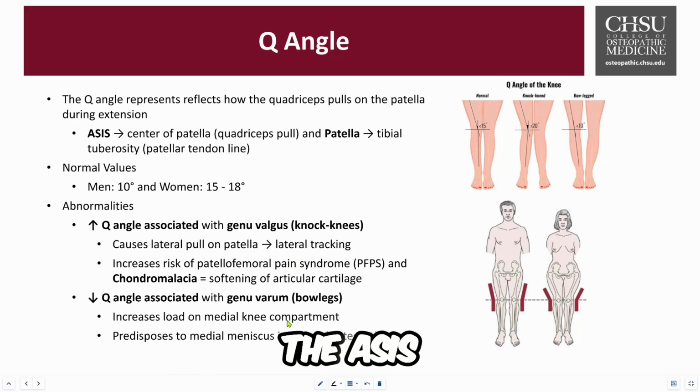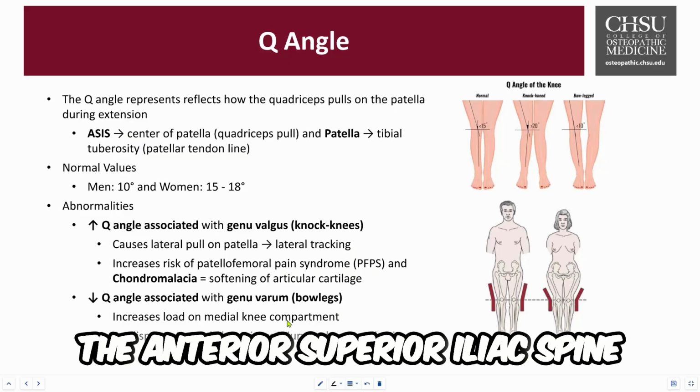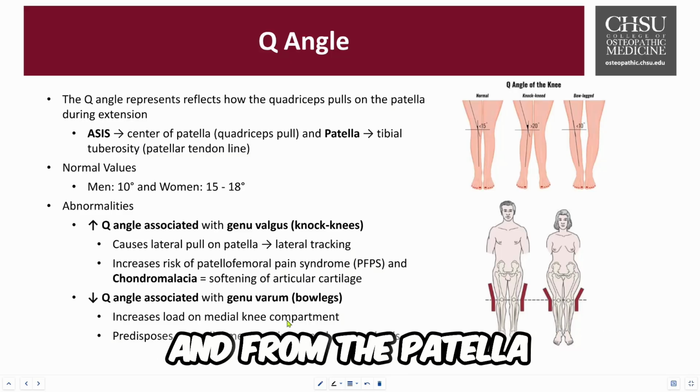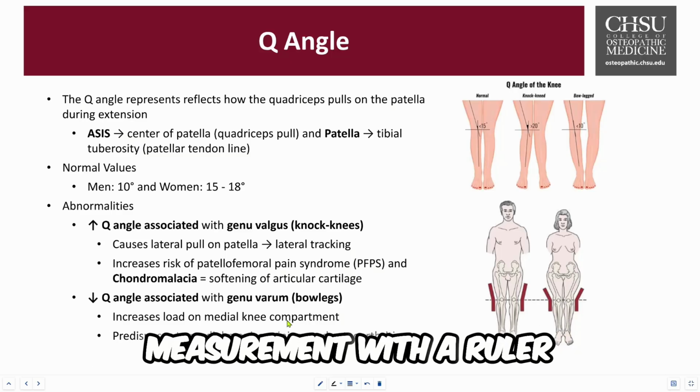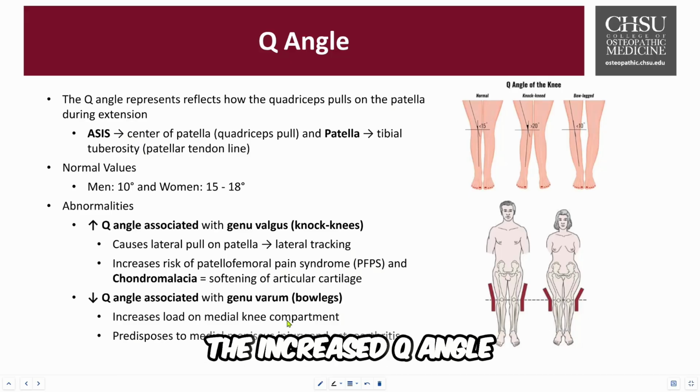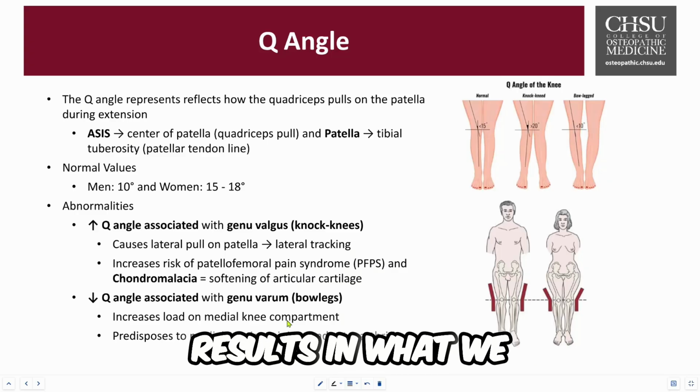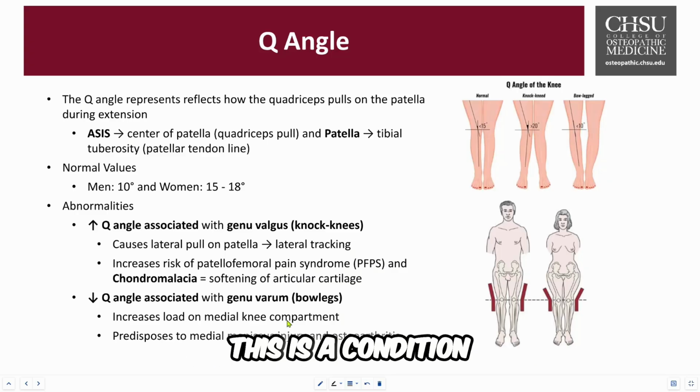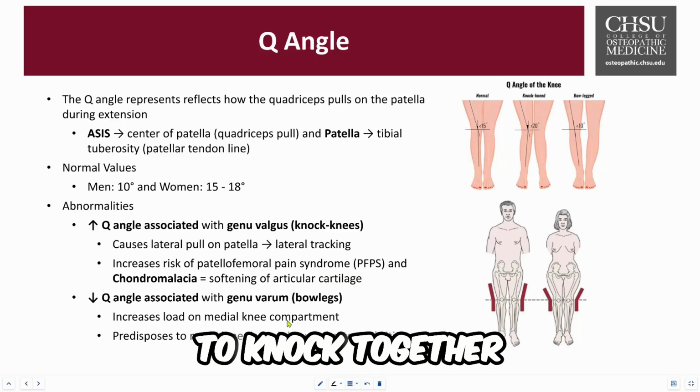The measurement goes from the ASIS, the anterior superior iliac spine, to the center of the patella, and from the patella down to the tibial tuberosity. So you do a measurement with a ruler that has the ability to bend, and as a result, the increased Q angle results in what we call genu valgus.